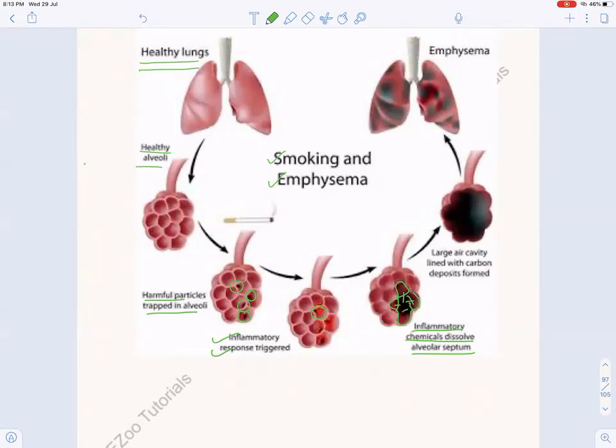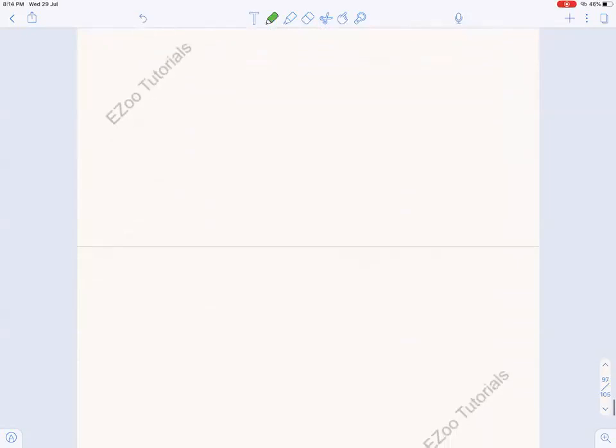Now there's a large air cavity. See this? No septums, and there are carbon deposits. And now see, from healthy lungs, what happened? A devastating outcome. So we should never smoke. See what happens to our lungs. Okay, so this is what it increases due to emphysema activity. Hope you have understood. Now let us see a few more things.